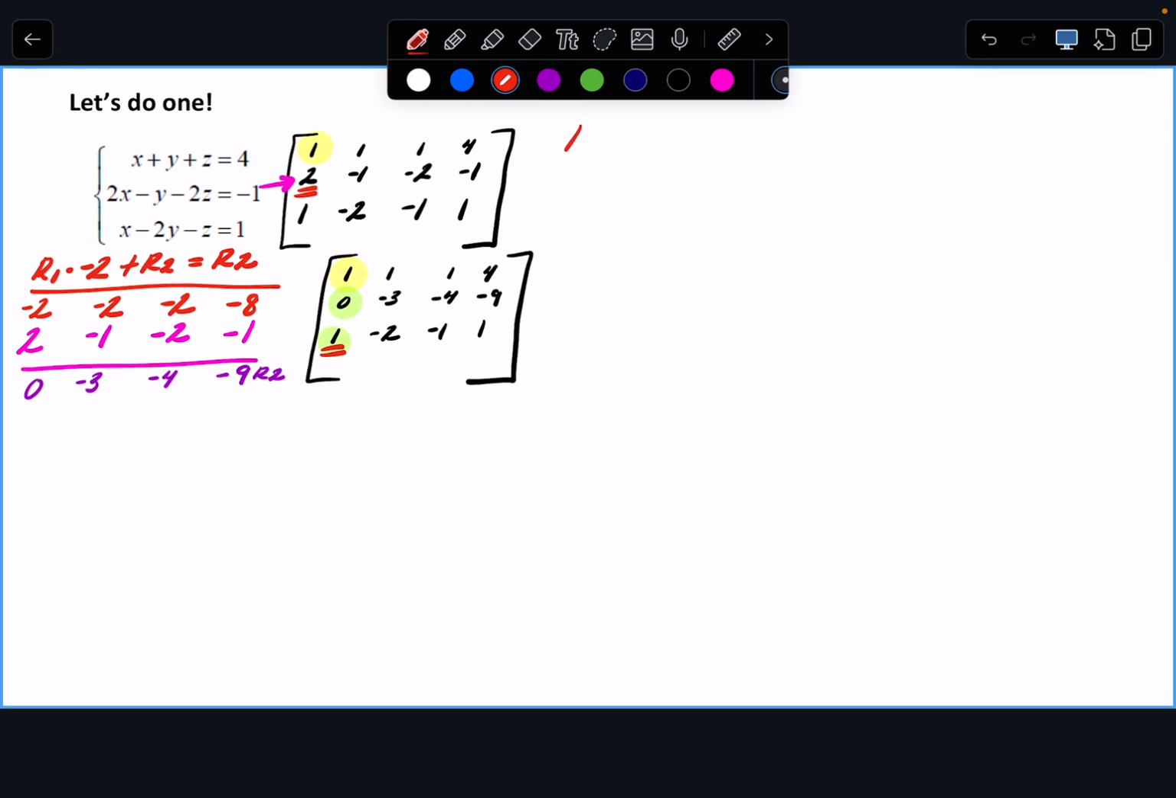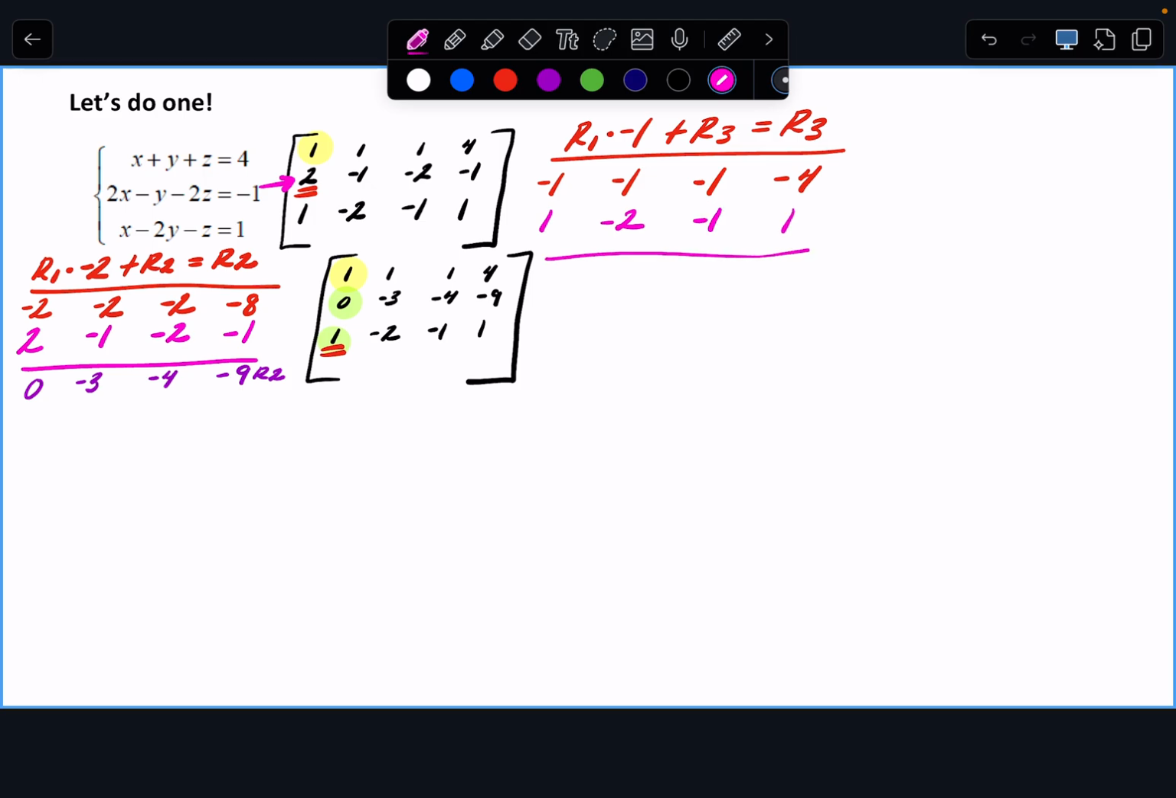Okay, so what are we doing with row 1? Times by -1. We're then going to add it to row 3 to equal our new row 3. So everyone look at row 1 and times by -1: -1, -1, -1, -4. Did everyone agree? Yep. If you times row 1 by -1, you get -1, -1, -1, -4. Current row 3 is 1, -2, -1, 1. So now I'm getting 0, -3, -2, -3, and that's my new row 3.